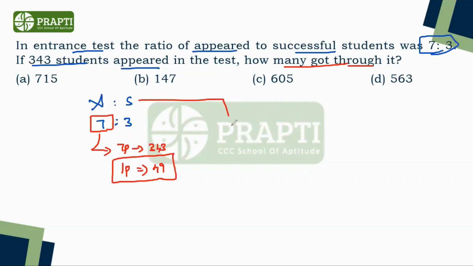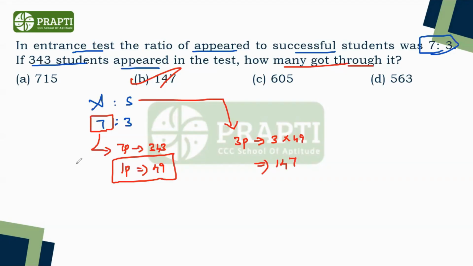How many got through it? You are going to find how many got selected, which is nothing but 3 parts. So 3 into 49 is equal to 147. So what is the answer? Option B, 147 is the answer.